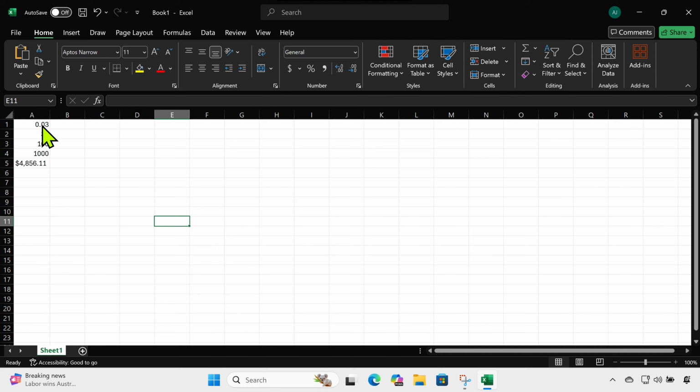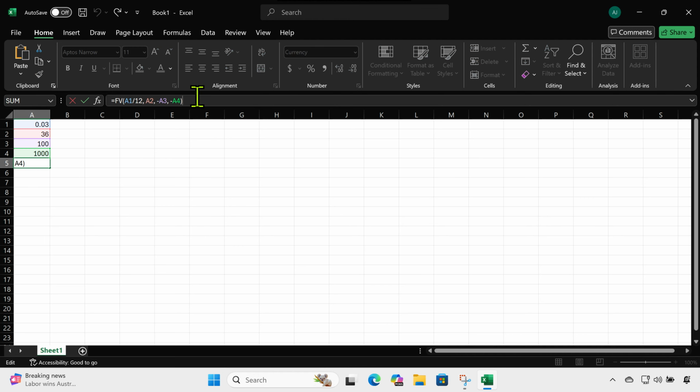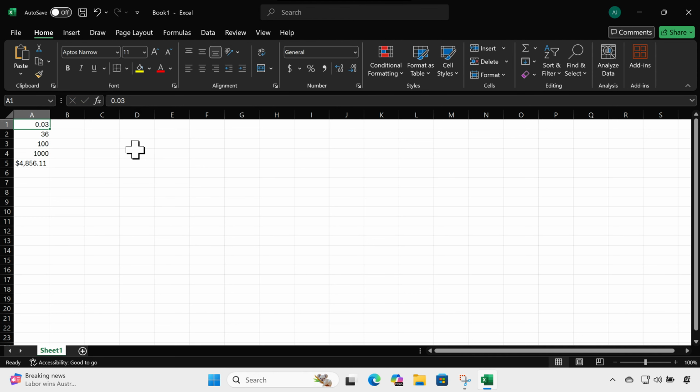Excel, calculate compound interest on your savings. The FV, Future Value, function in Microsoft Excel helps you figure out how your savings will grow over time with compound interest.